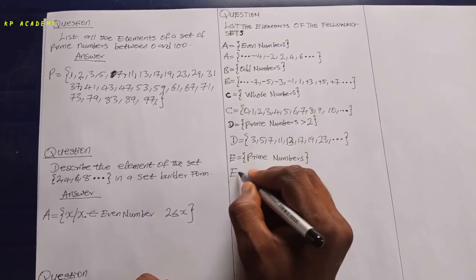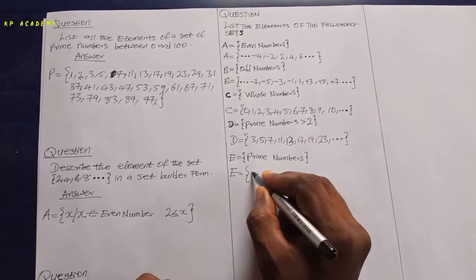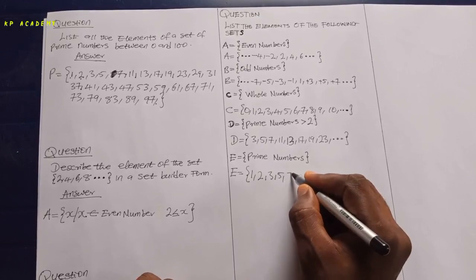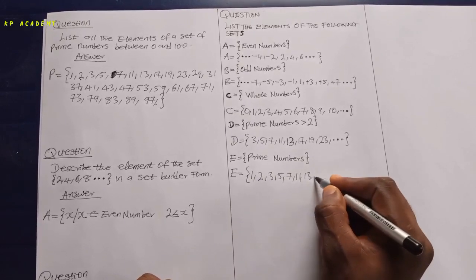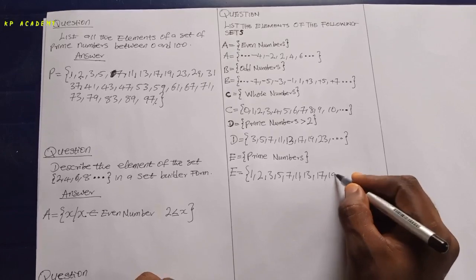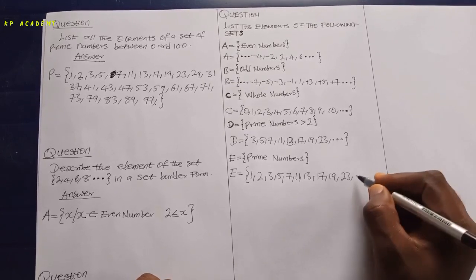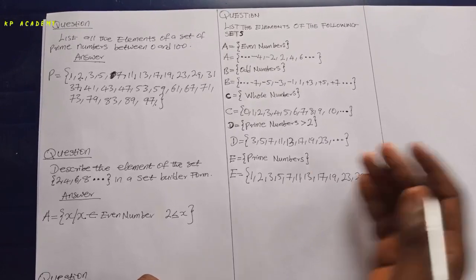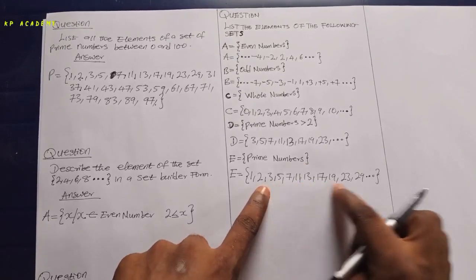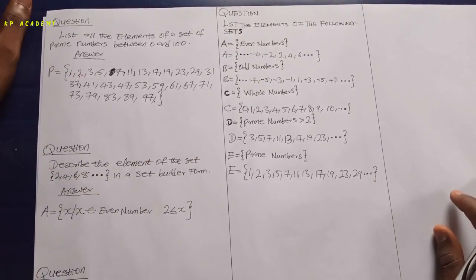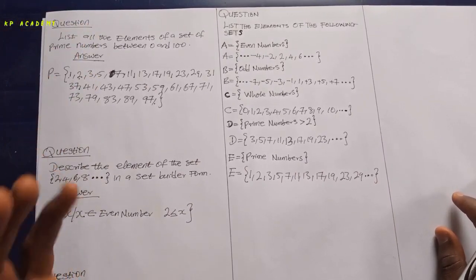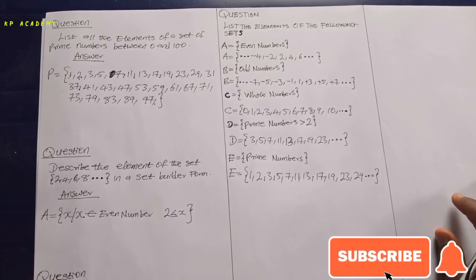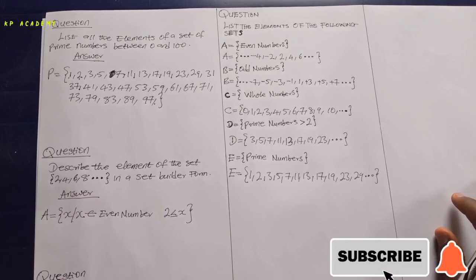So set E is equal to the set of 1, 2, 3, 5, 7, 11, 13, 17, 19, 23, and so on and so forth. All right, dot dot dot, meaning that it continues. All right, so this is the set of all prime numbers. Don't forget what prime numbers are. Prime numbers are those numbers that can only be divided by themselves and 1 only. All right, so any number that can only be divided by 1 and itself is a prime number.